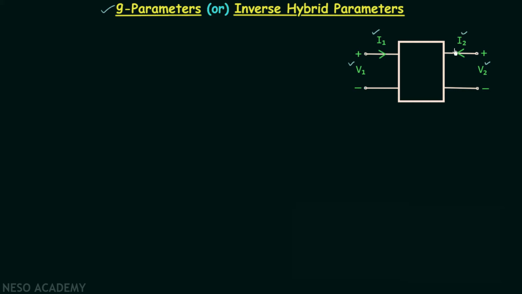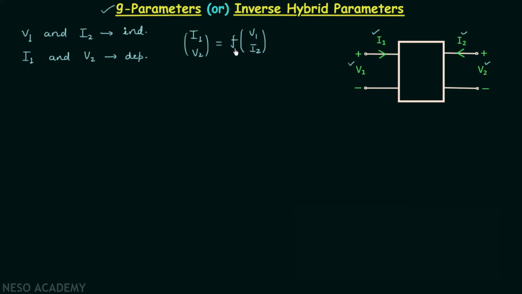Here we have V1 along with I2 as the independent variables and I1 along with V2 as the dependent variables. I will write down this point: voltage V1 along with current I2 are the independent variables, and current I1 along with voltage V2 are the dependent variables. This means I1 will depend on both V1 and I2, and therefore current I1 is a function of both voltage V1 and current I2, and V2 will also depend on both V1 and I2. Therefore, voltage V2 will also be a function of V1 and I2.